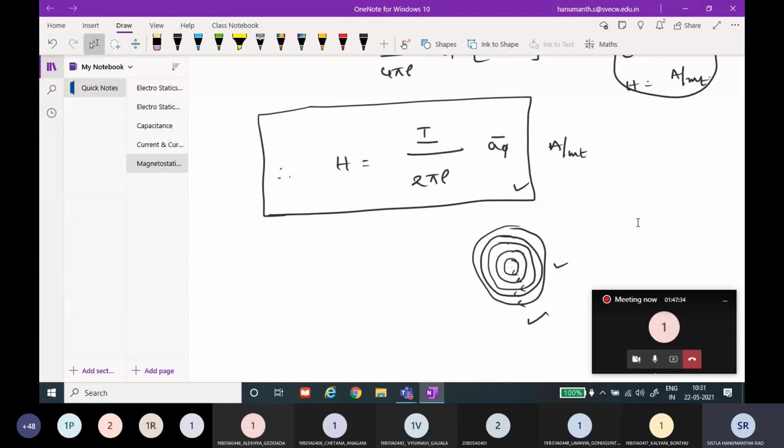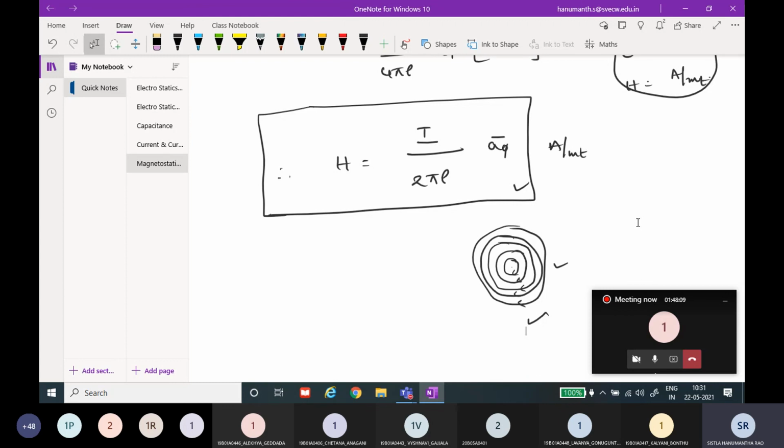Now, in the next class, we are going to represent the same concepts. Instead of the infinite current, we want to go for a finite length of current element. I want to consider a finite element, represented from Z1 to Z2. So we want to find the magnetic field intensity of a finite length of current element along the Z axis.